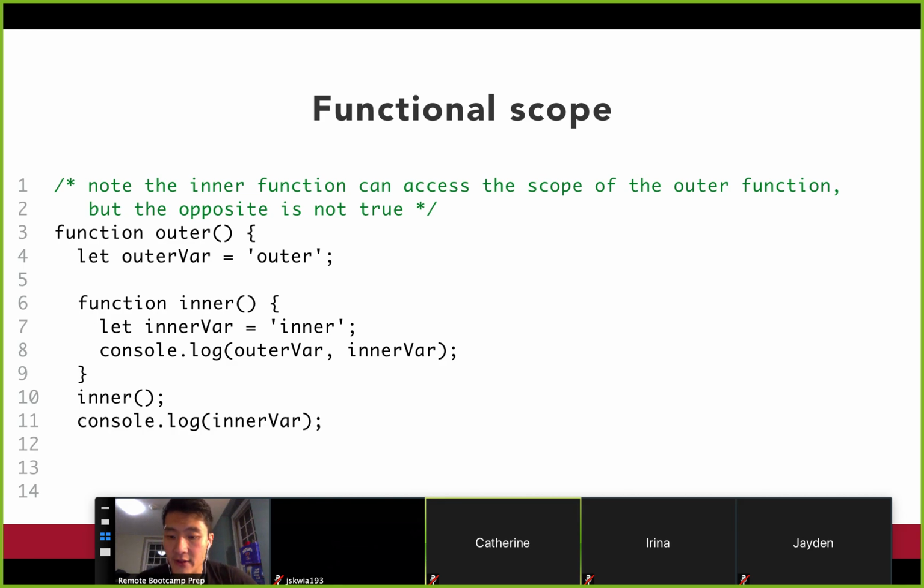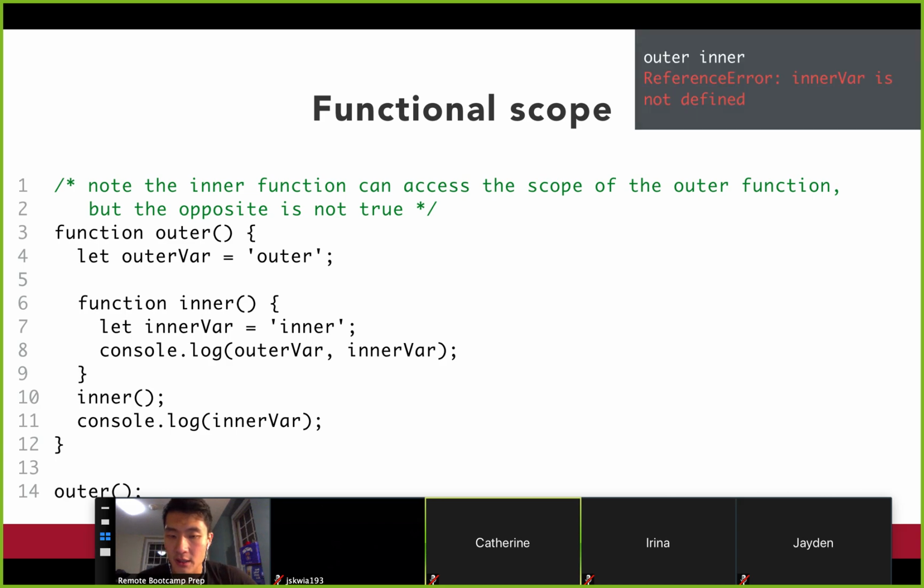But on line 11, when I try to console log out the value of inner var, which is inside the inner function, so on line 8, the outer and inner prints out perfectly fine, right? But when I get to line 11, I try to print out the value of inner var, I get, once again, our old friend, the reference error. Why is that? That's an error because if I put myself in the position of line 11, I can look inside my own scope, but I can't look inside the scope of other functions.